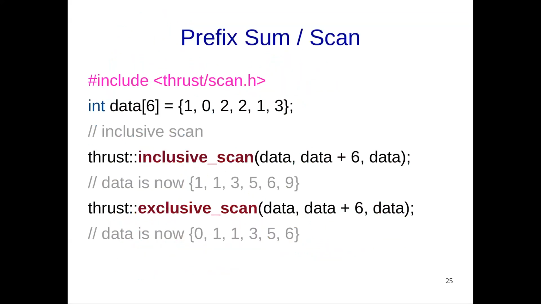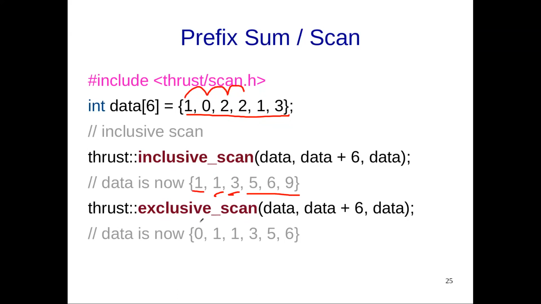There is also prefix sum or scan, as they call it, which is a cumulative sum of the array elements, which can be useful in certain applications. For example, if this is my original array and I want the cumulative sum, then the cumulative sum is going to start with 1, then 1 plus 0, then 1 plus 0 plus 2, 1 plus 0 plus 2 plus 2, like that. Right? So that is called an inclusive scan.